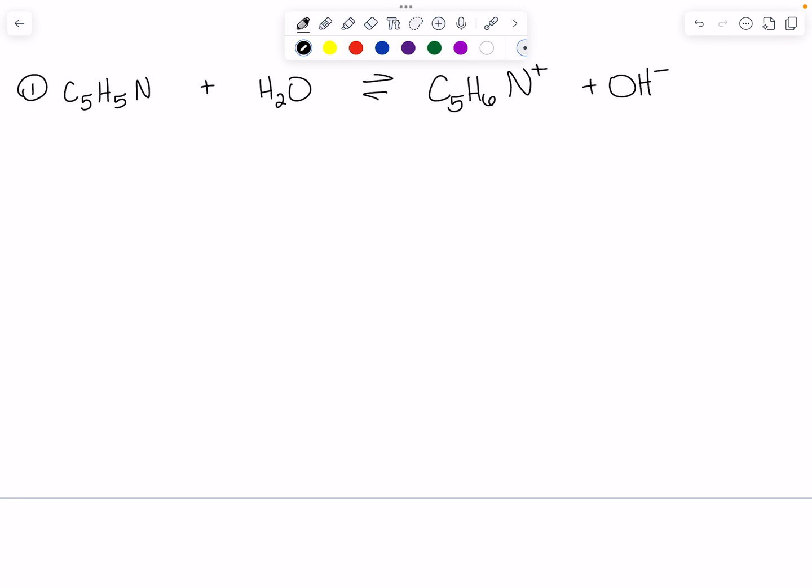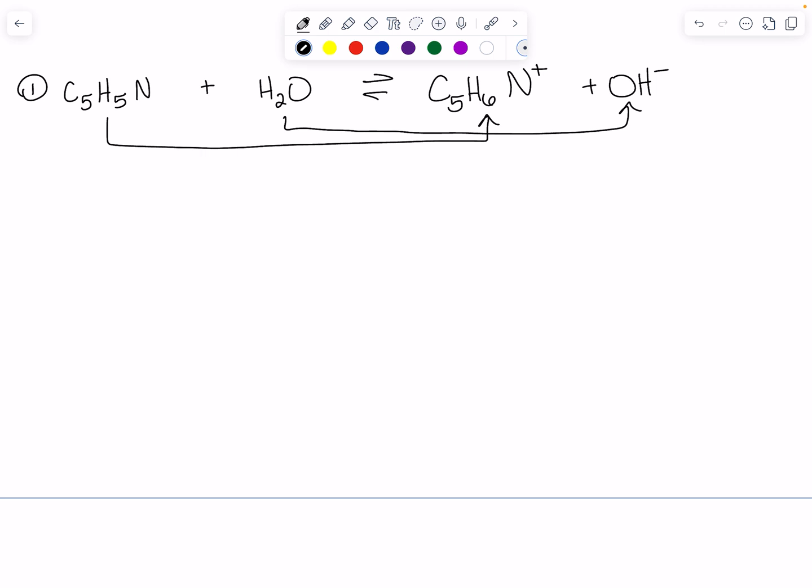Okay, let's go over test 4. First question gave you this reaction, and you had to identify the Bronsted-Lowry acid and the Bronsted-Lowry base. So first of all, we can see that these two compounds are connected, and likewise the water and the hydroxide are connected. Which one is the acid?